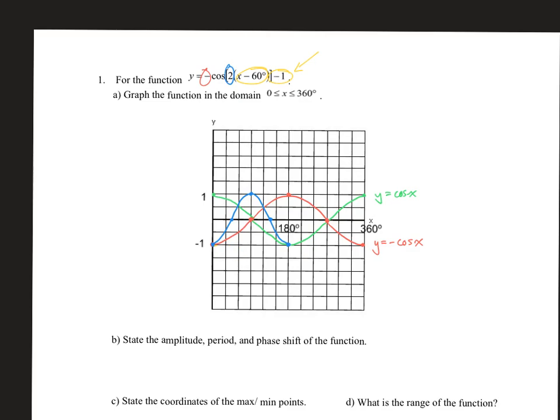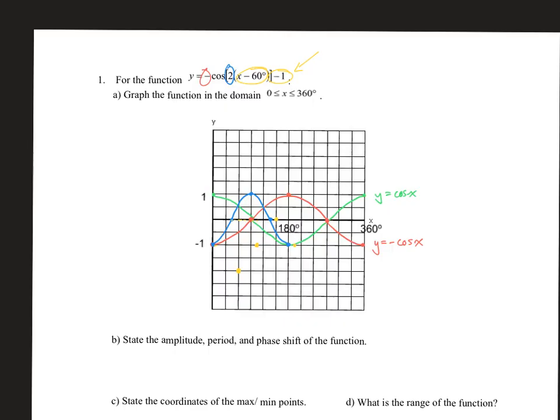So I'm going to think instead of units. I need to shift that y to the right 60 degrees and then down 1 unit. And there's my finishing position. I'm going to now take all my key points and do the same thing. I'm going to shift to the right 1, 2 units, and down 1 unit. And I can continue on with that. This max gets shifted to the right 60, down 1. This 0 gets shifted to the right 60, down 1.